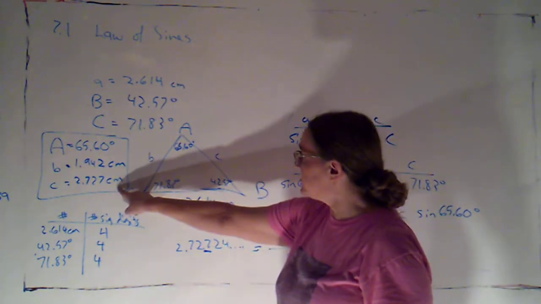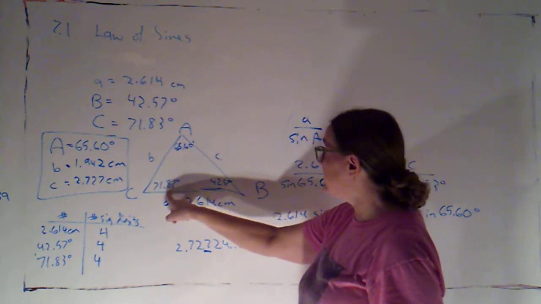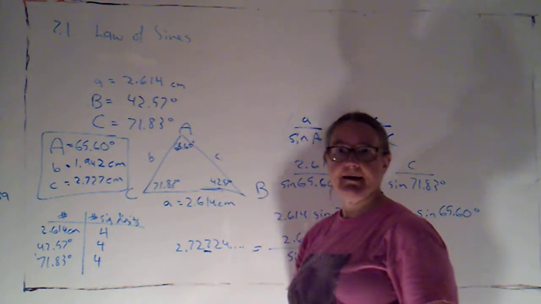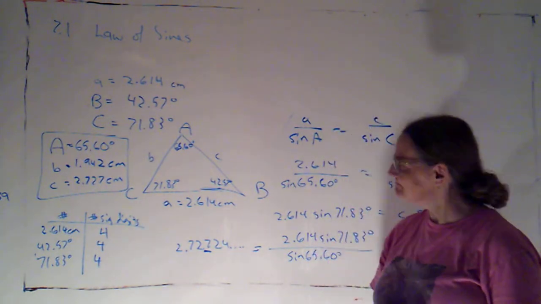And then let's just do a quick check. It looks like that's the longest side. Good, because that's opposite the biggest angle. B was the smallest angle, and b is the smallest side. A was the medium angle and the medium side length. Good stuff.